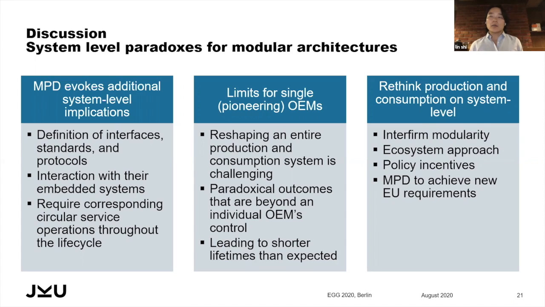The third point to think about is, are there policy instruments or incentives that could encourage OEMs or individual companies to be more proactive in trying to pursue a more sustainable production consumption relationship? The last one is to continue thinking through how modular product design could help achieve new EU requirements, specifically in repairability and product durability.